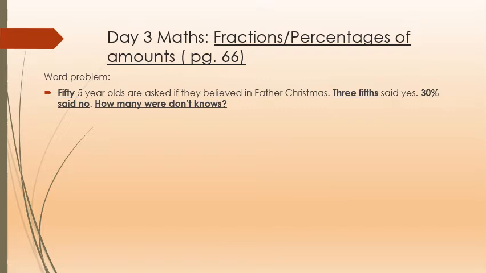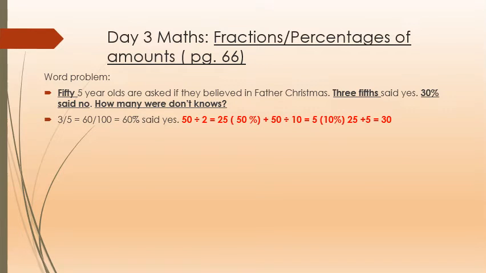50 children are asked if they believed in Father Christmas. 3/5 said yes, 30% said no. How many were don't knows? So we need to first work out what is 3/5. So we know that 3/5 is equivalent to 60 over 100, which means it's 60% saying yes.